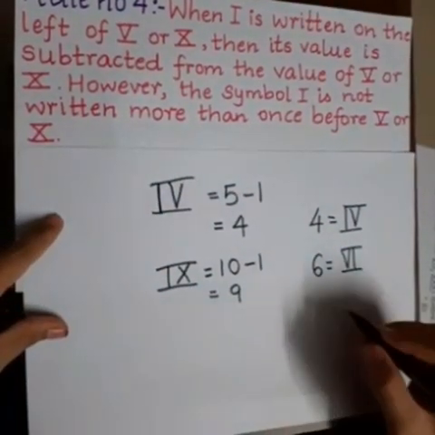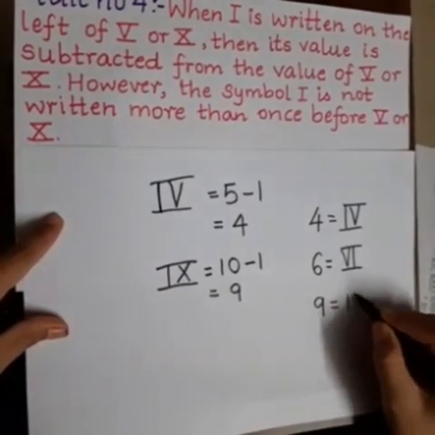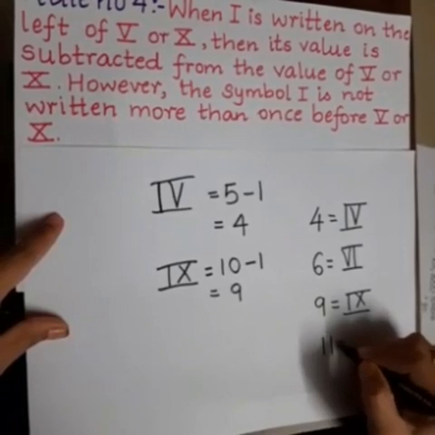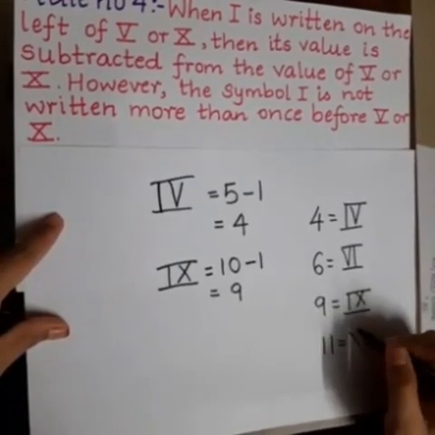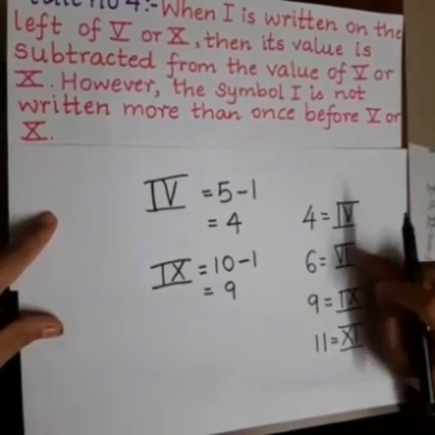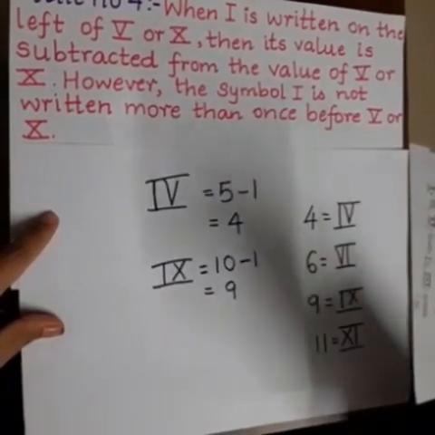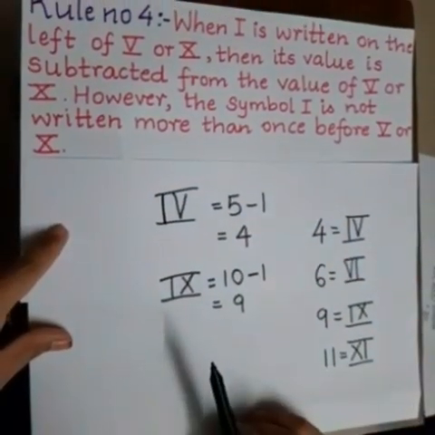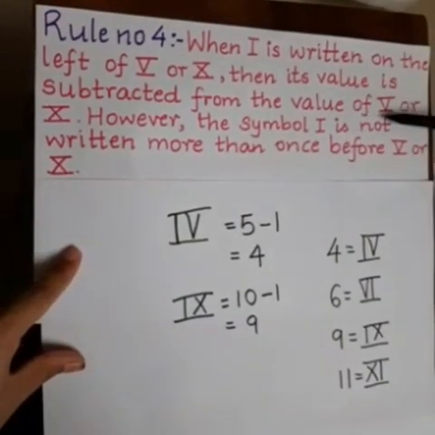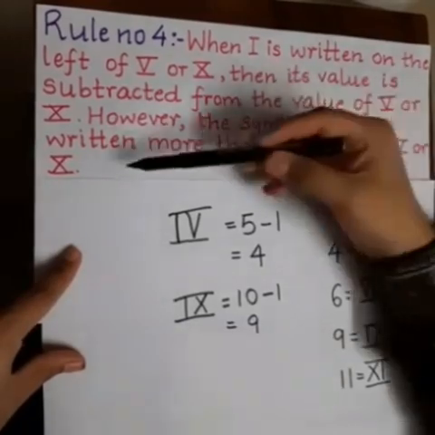Same way, for 9 we have I and X. And for 11 we have the opposite of 9, that is X and I. See, on the right side if 1 is there, that means added. If it is on the left side, that means subtracted. And over here we have one more important thing, that is, the symbol I is not written more than 1 before 5 or X.